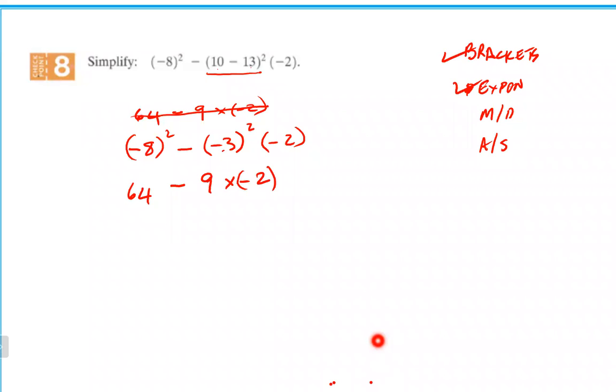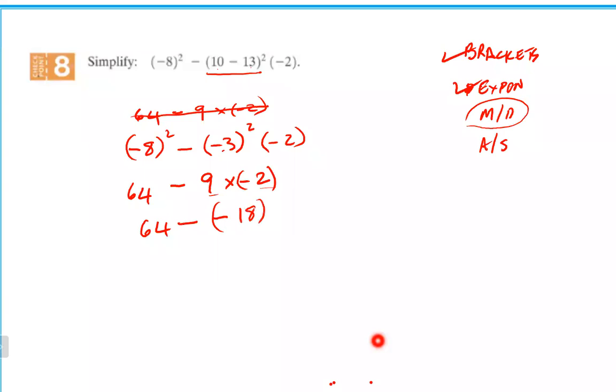The next thing is the multiplication and division. Now, we don't have any division here, but we have a multiplication. So this multiplication is 9 times negative 2. So 64 minus, what is 9 times negative 2? Negative 18. That's negative 18.